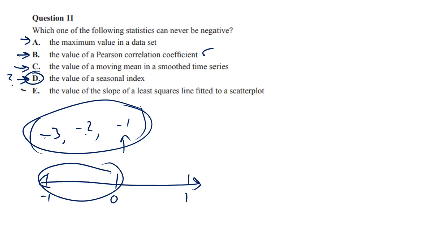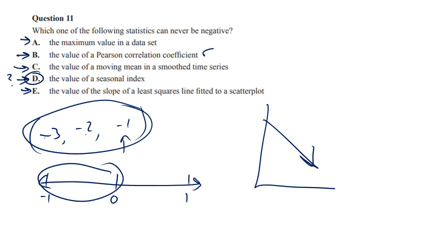E says the value of the slope of a least squares line fitted to a scatter plot. There you go. The slope is negative. So you can definitely have negatives there. And that can sort of reassure you a lot with these things. But if you're calculating seasonal index, you'll find that it is entirely impossible to get a negative value.